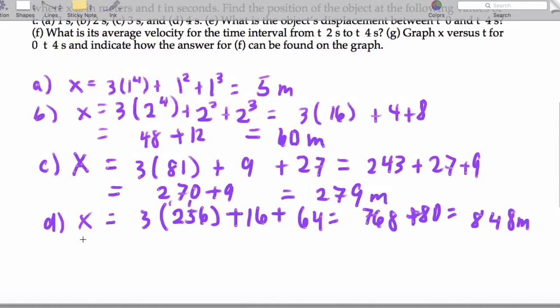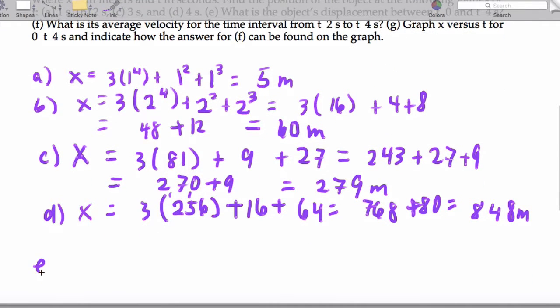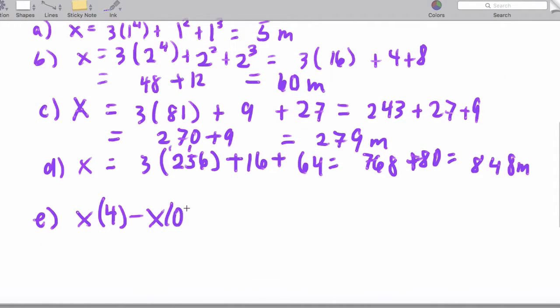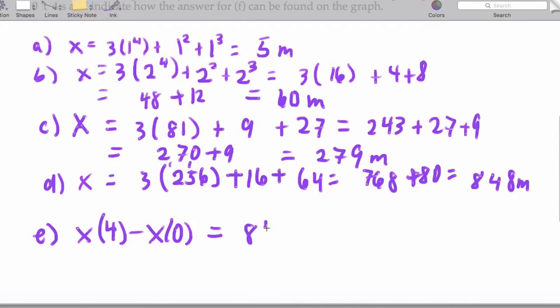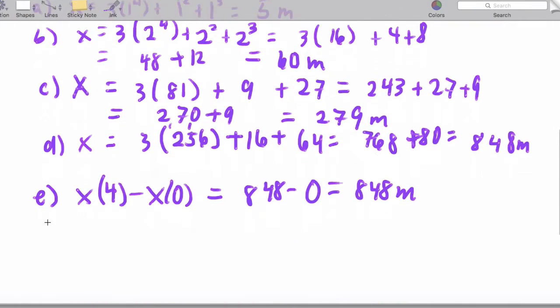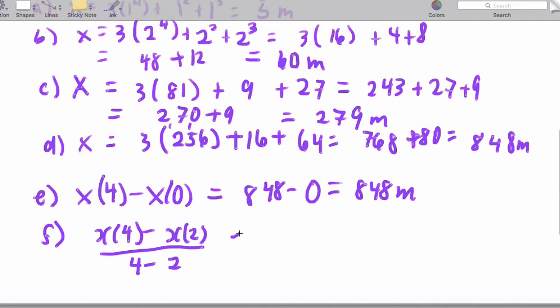Now, the displacement between 0 and 4 seconds, that's part E. So that's going to be x at 4 minus x at 0, which is going to simply be 848 minus 0, which is 848 meters. Now, the average velocity for the interval 2 to 4 seconds, let's be clear, the average velocity is going to be x at 4 minus x at 2 over 4 minus 2. It's like you use a rise over run formula for your position graph, regardless of its shape. You just take 2 points, and you get the slope of what's called the secant line.